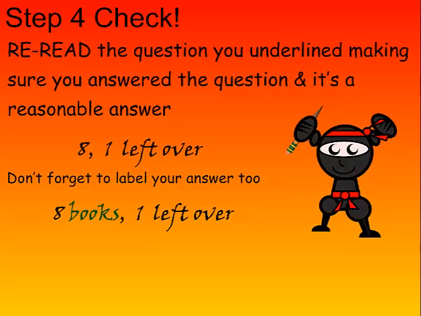However, every story problem has to have a label. So 8 what? We have 8 books with the 1 left over. And that does answer the questions: how many books on each shelf, and how many are left over. So these are the 4 steps that we're going to be using this year.